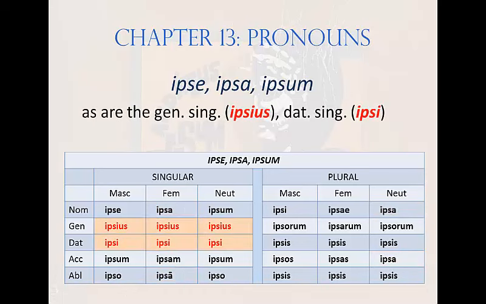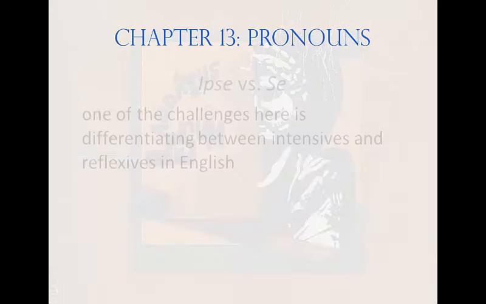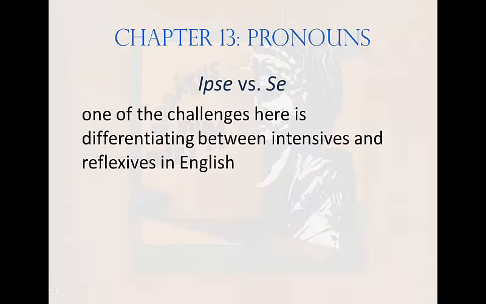Ille also should lead you to expect a genitive singular ending in -ius and a dative singular ending in -i, which is exactly what you get, ipsius and ipsi. Thus the real challenge here is not Latin, but English, in particular differentiating between intensive and reflexive forms.